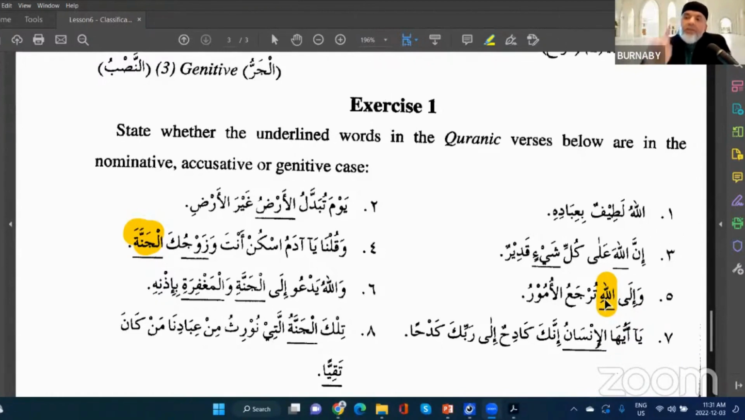But also remember, you always have to tell me the number, because this kasra will confuse you if you go to Musanna and other Jama Salim Mudakkar and Jama Salim Muannas. So you have to make sure you're telling me that because there is a kasra and it's a wahid, that is the only reason I'm telling you it is a jar. Agree? Yes. Okay, good.